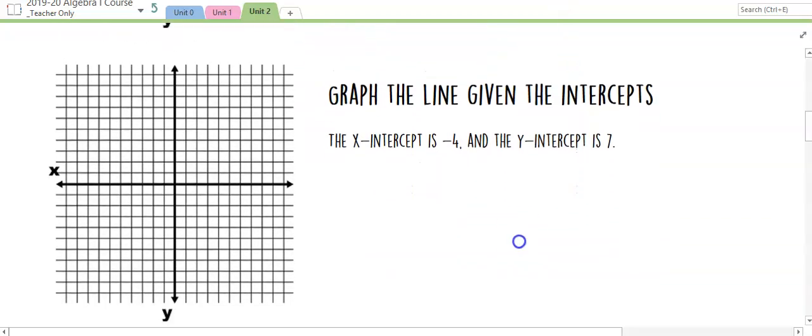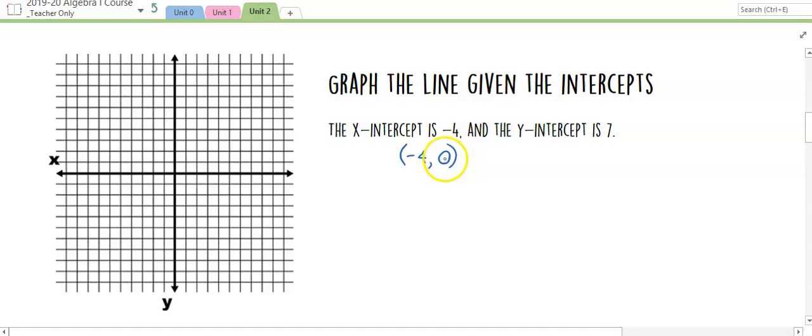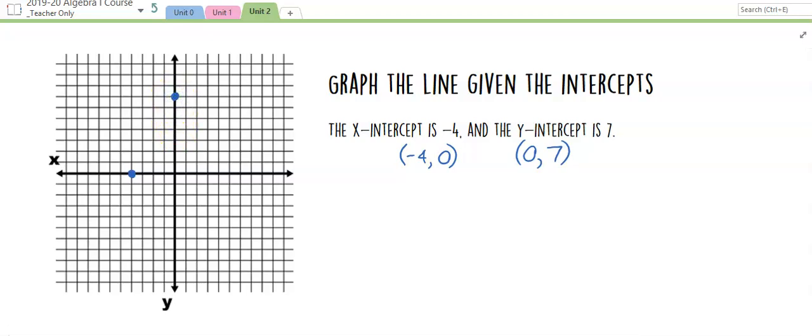Instead, we're going to look at what it would look like to graph given 2 intercepts. Well, if you remember, intercepts are just points. If the x-intercept is -4, that means -4, 0 is the point. We make y 0 for the x-intercept, and for the y-intercept, we make x 0. So now it's just like the first example. We're going to plot 2 points, -4, 0, and 0, 7, and connect the dots.